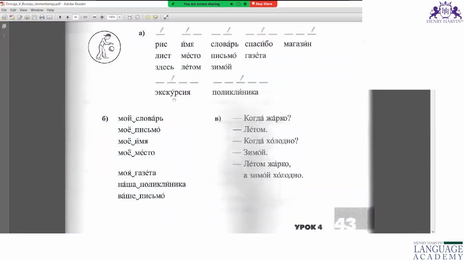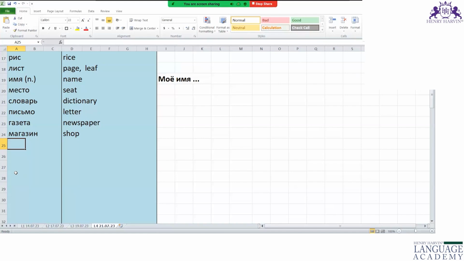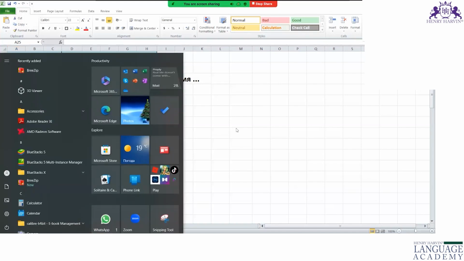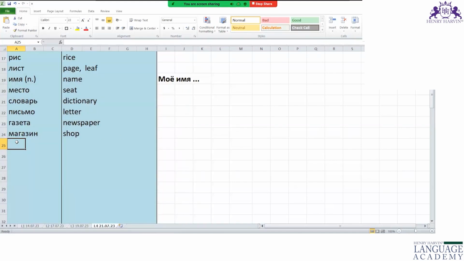Okay. Экскурсия is a tour. Like excursion came from the English word, right? Экскурсия. So it is a tour. For example, some tourists come to a new place and they go to see the city. Они едут на экскурсию по городу. Экскурсия is a tour.